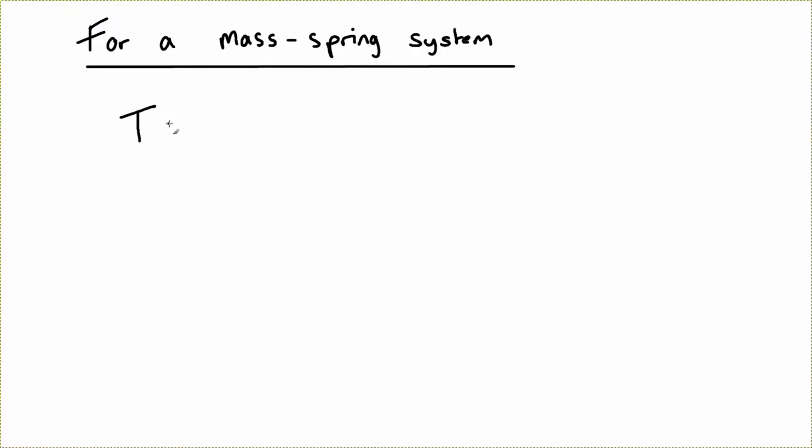For a mass spring system, we can determine the period if we know the mass and the spring constant. The relationship is T equals 2 pi square root m over k, where m is the mass that we've suspended on the end of our spring in kilograms, and k is the spring constant, or sometimes called the force constant of the spring, which is measured in newtons per meter.